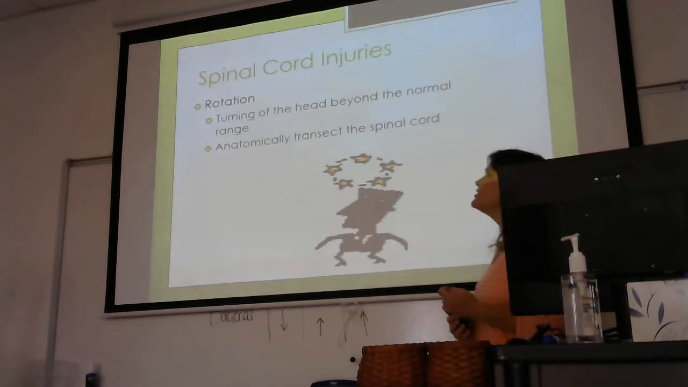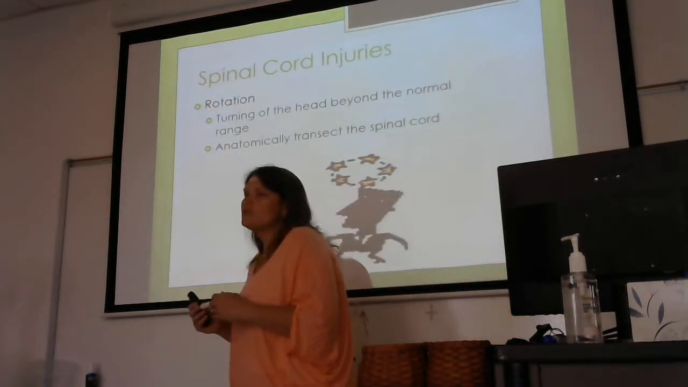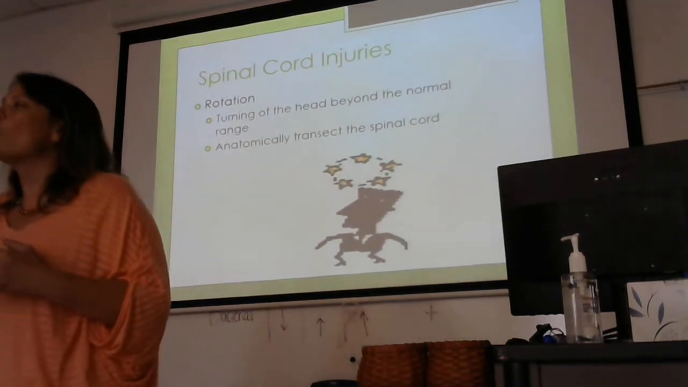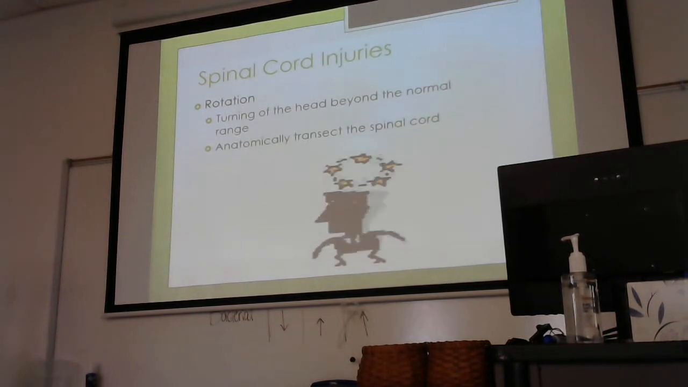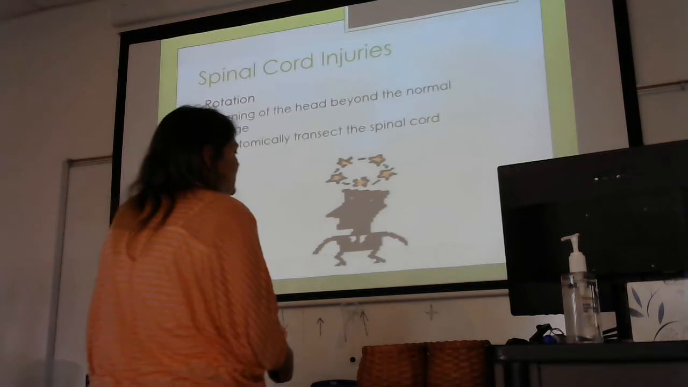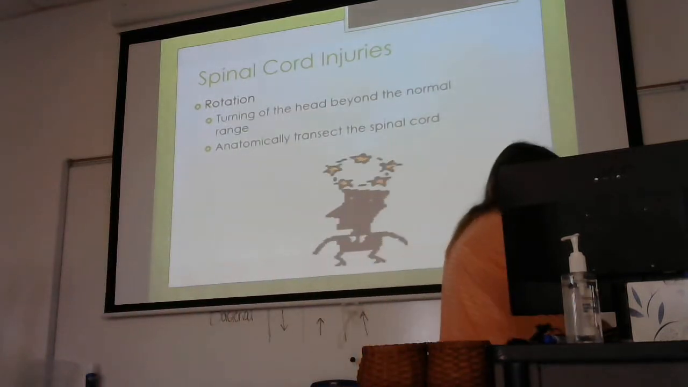We can also have rotational injuries. This is when the head is turned beyond a normal range and we have an injury to the spinal cord. I've seen two, both of them from chiropractors. An over-rotation from a chiropractic adjustment and they ended up as quadriplegics. So we can see a rotational injury as well. Again, all these are just mechanisms. These are just ways that we can develop these spinal cord injuries.